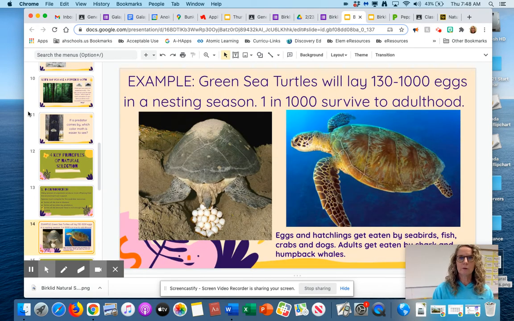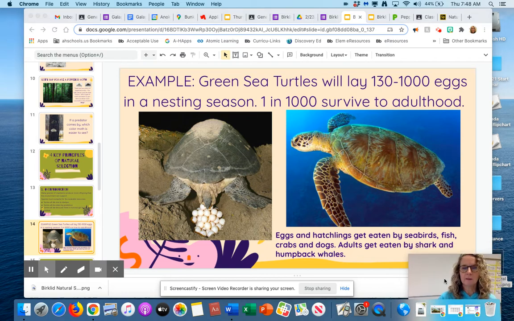So here's another example. Green sea turtles lay 130 to 1,000 eggs in a nesting season. That's one season, and one female. About 1 in 1,000 of those will actually survive to adulthood. What happens to most of them? Well, eggs and hatchlings get eaten by seabirds, fish, crabs, and dogs. The adults, the ones that are older, get eaten by sharks and humpback whales.